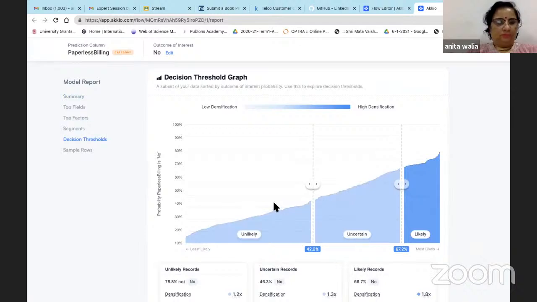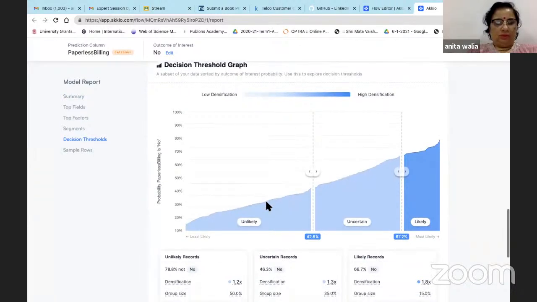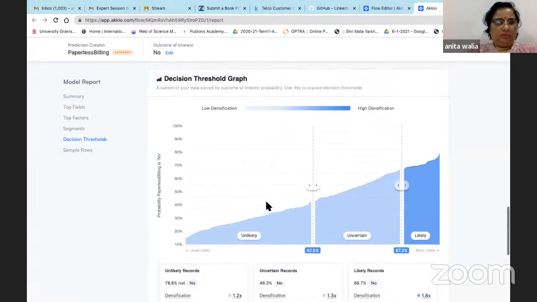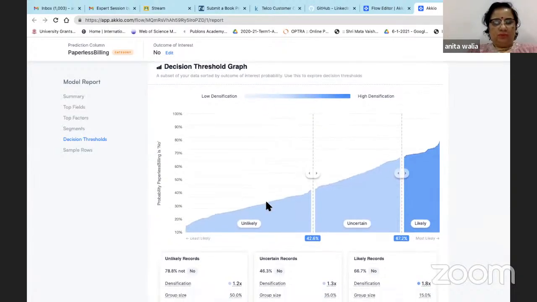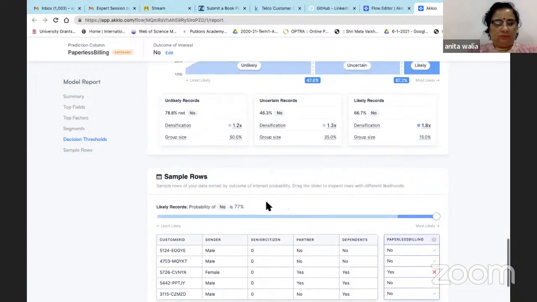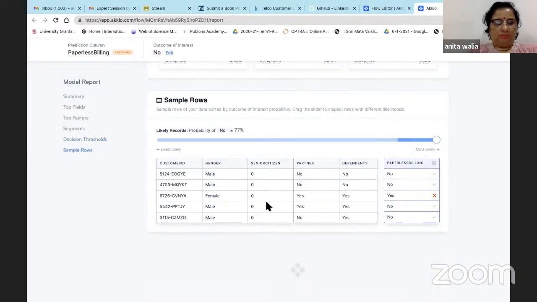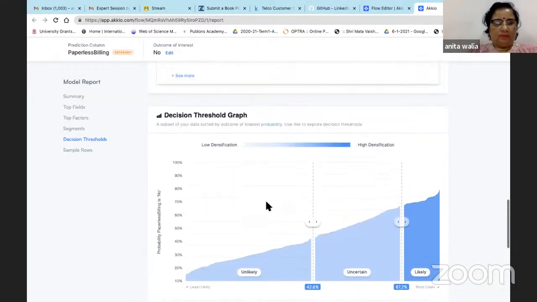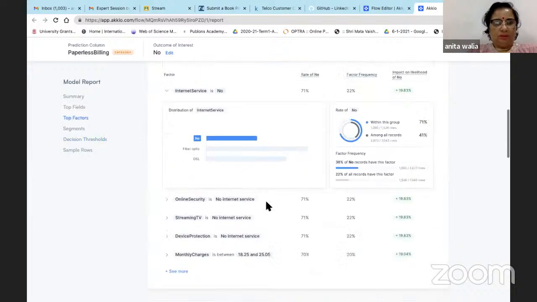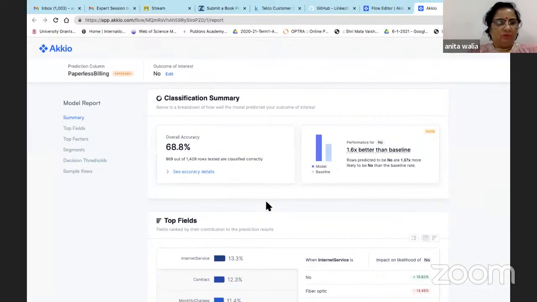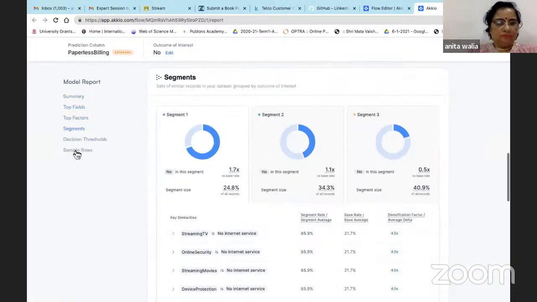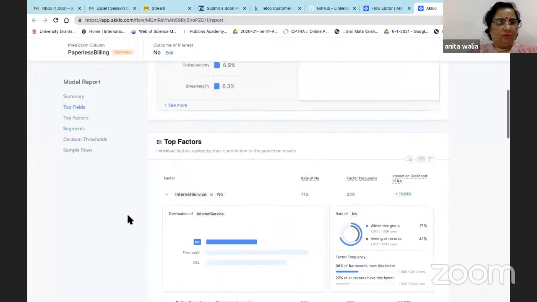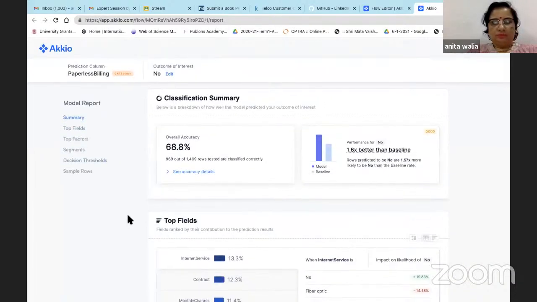Let's see here. It is showing me now how many people, this is a decision threshold graph, which basically shows me the uncertain and likely and all. I don't know why it is not coming. Yesterday it came, it's not coming now. This is where you actually get a table which will show you how many people are about to leave. I don't know why it is not coming.